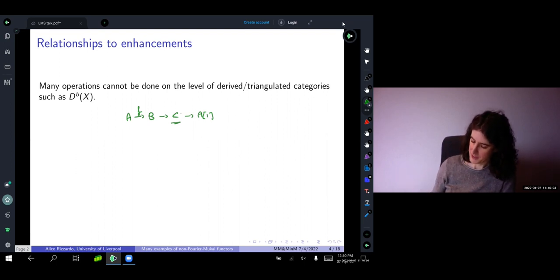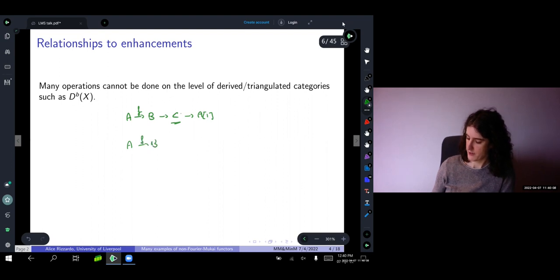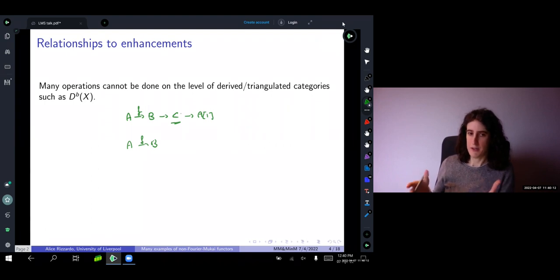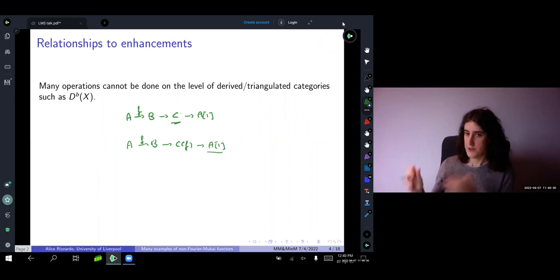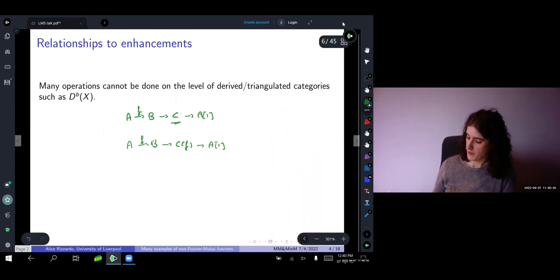And so the nice thing is that anytime you have a morphism like this in a triangulated category, but in our specific case, we're interested in derived categories, you can complete this to a triangle by taking what's called the cone of f. And this here is the shift, where I just shift the complex by one.